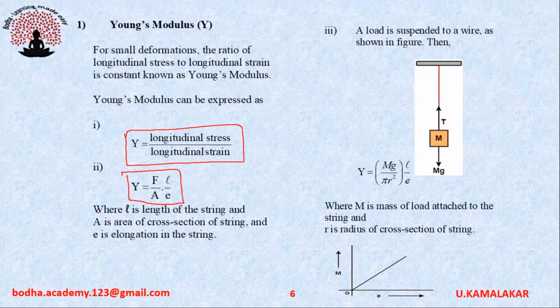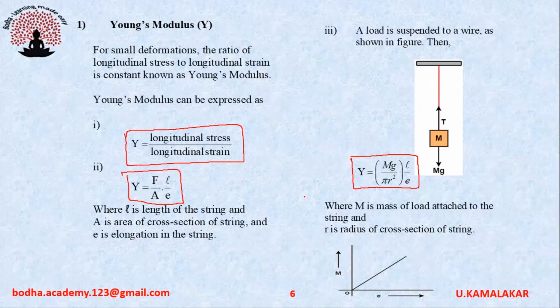A load is suspended to a wire as shown in figure. Then Young's modulus of the wire is given as Y is equal to mg by pi r square whole thing into L by e, where m is mass of load attached to the string and r is radius of cross section of the string. The graph between variation of mass of load and corresponding elongation is as shown in figure.